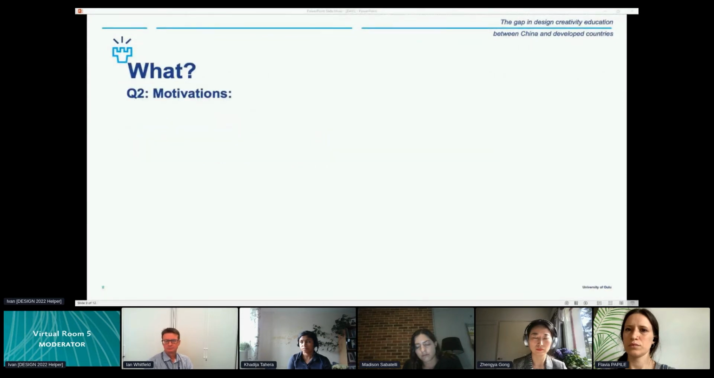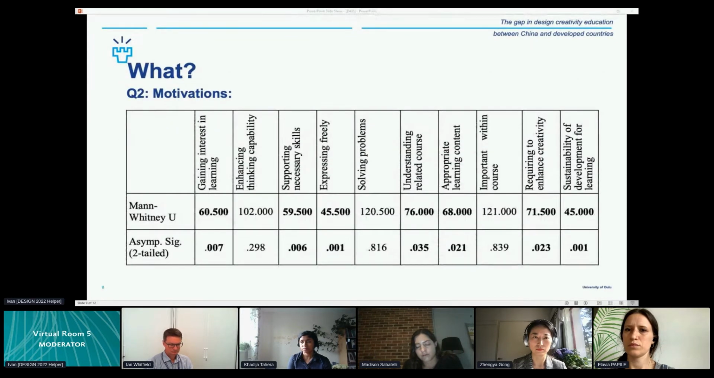We asked what motivated you to join in creativity-related courses in the questionnaire. Chinese participants had a more positive attitude for participating in a creativity-related course than that of developed countries, especially in 7 items as shown in the figure, such as gaining interests and free expression, and so on, with a statistic difference.